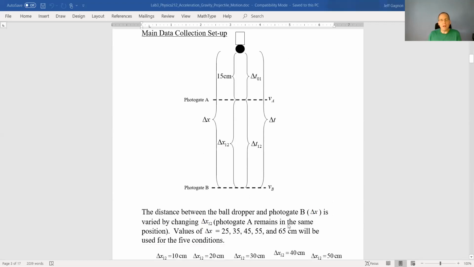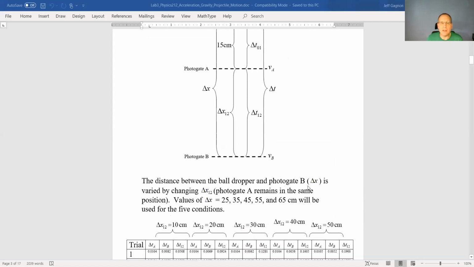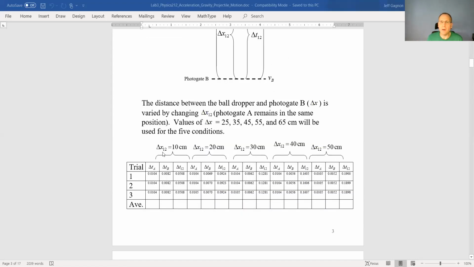Then we have the main setup. Now photogate A will be moved so it remains permanently 15 centimeters below the ball dropper, and B is the one that varies. You can see the conditions here. At first, delta X12 is 10 centimeters; the distance between the two photogates is 10 centimeters. The second condition, it'll be 20 centimeters, and so on.